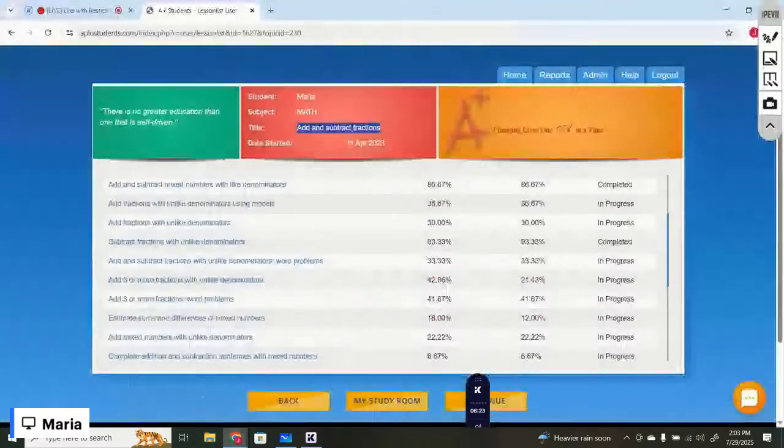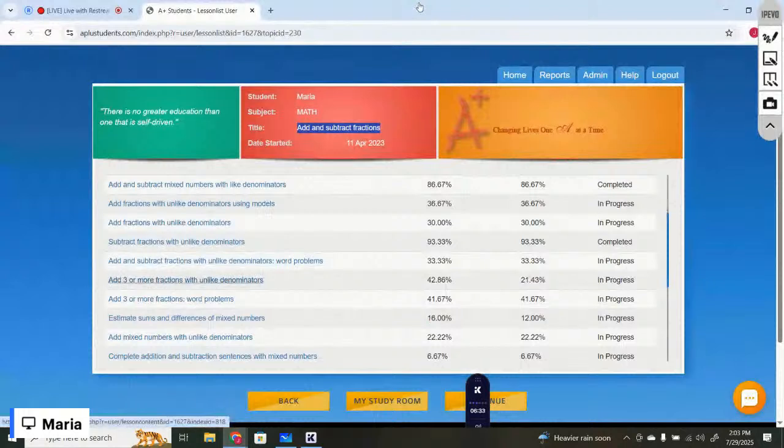Here I am on grade 5 math. The chapter we are on right now is add and subtract fractions. Let's just start with the lesson that is add three or more fractions with unlike denominators.